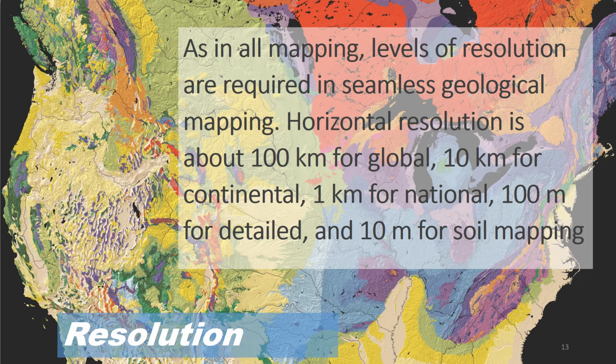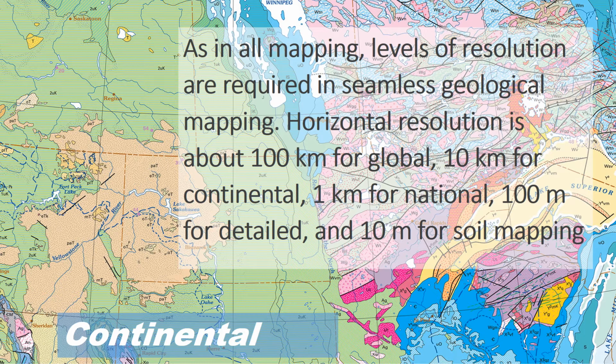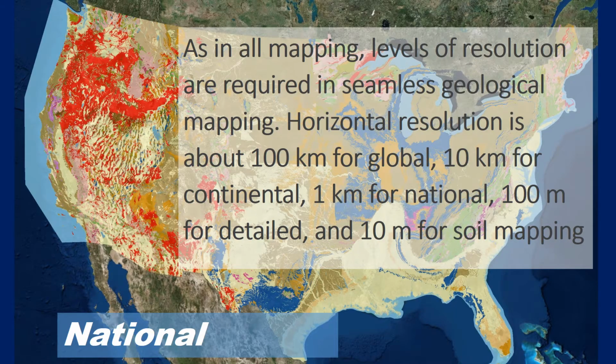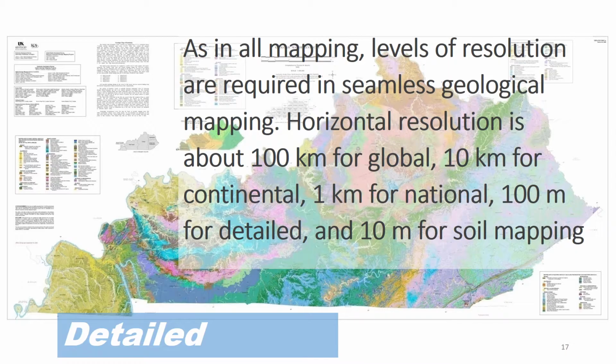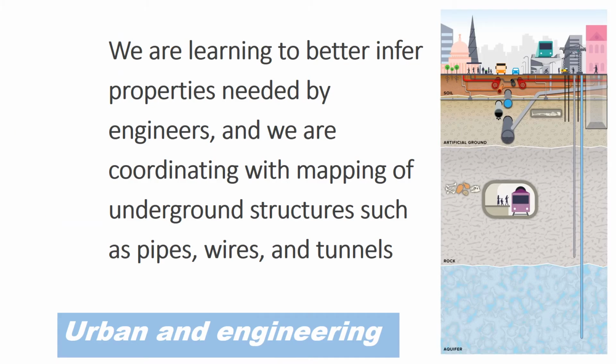As in all mapping, levels of resolution are required in seamless geological mapping. Subsurface horizontal resolution is about 100 kilometers for global, 10 kilometers for continental, 1 kilometer for national, 100 meters for detailed, and something like 10 meters for soil mapping. We are learning to better infer properties needed by engineers, and we are coordinating with mapping of underground structures such as pipes, wires, and tunnels.